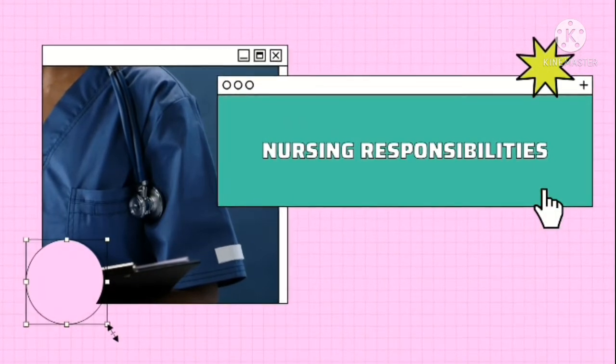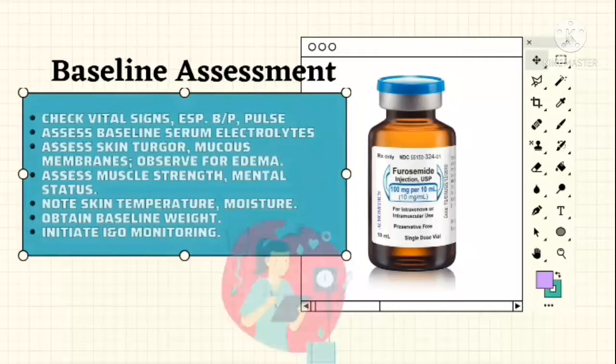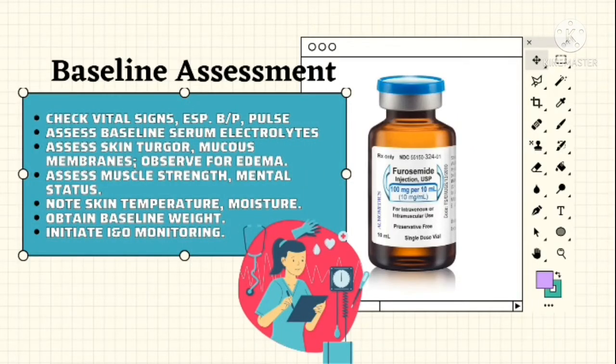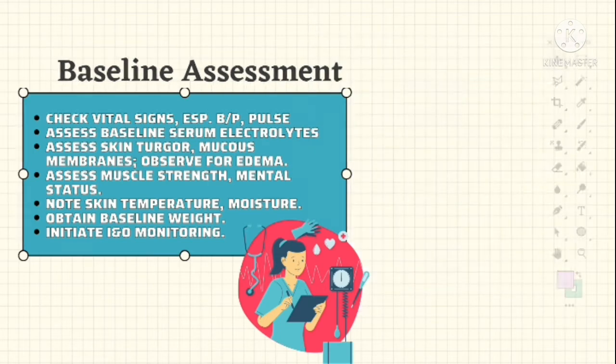Now, what are the nursing responsibilities? Baseline assessment. It is important to check and monitor vital signs, especially blood pressure and pulse for hypotension before administration. Assess baseline serum electrolytes, especially for hypokalemia. Assess skin turgor and mucous membranes for hydration status and observe for edema. What else? Assess muscle strength and mental status. Note skin temperature and moisture. Obtain baseline weight and initiate I&O monitoring.